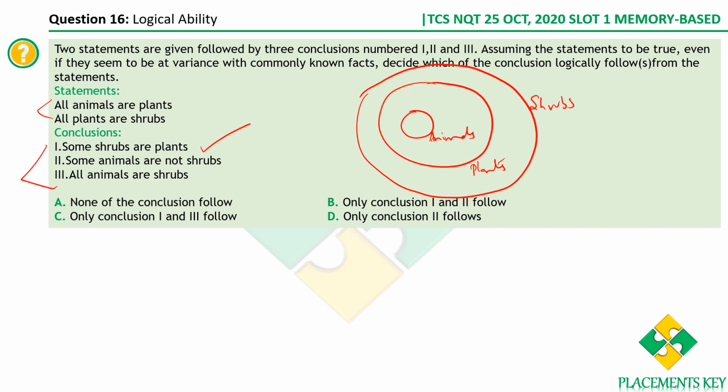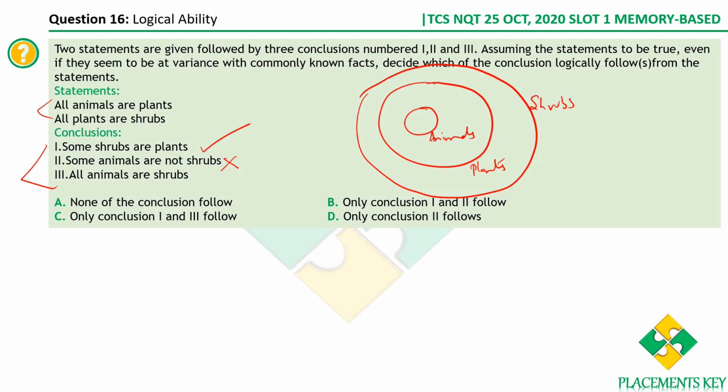Now, some animals are not shrubs. See, we know that all animals are shrubs, right? The entire Venn diagram representing animals is within shrubs. So this is animals, right? The entire Venn diagram representing animals is within shrubs. Therefore, some animals are not shrubs is incorrect, because all animals are shrubs.